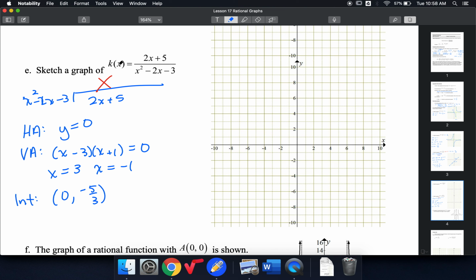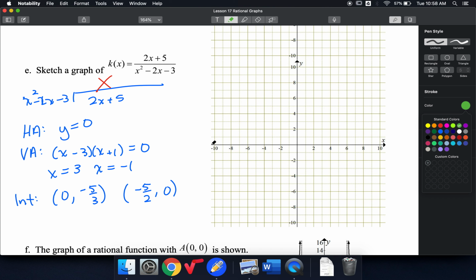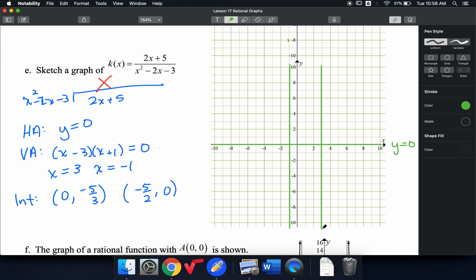So let's plot all of those things. I'm going to put in my asymptotes. And I realized that last time I put in an asymptote, I forgot to label it. So I'm going to label them this time. So this one, of course, is y equals 0. And now I've got x equals negative 1, and I've got x equals 3. So labeling both of those.